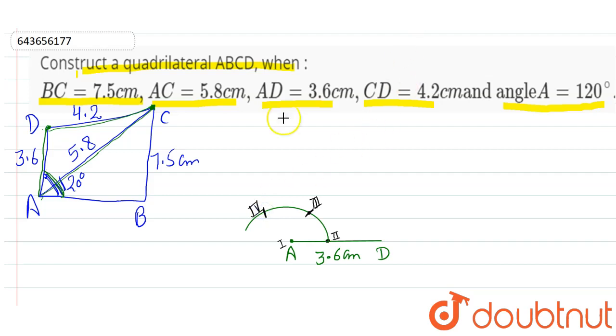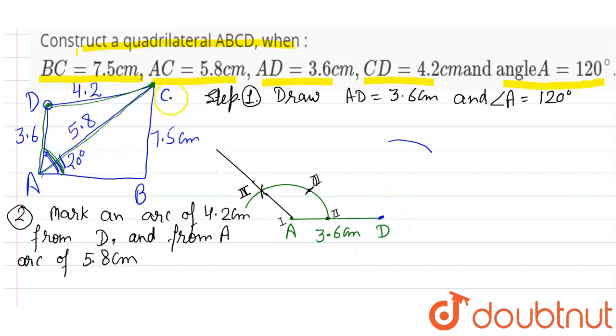Now draw this line segment from A, angle A 120 degree. So draw this line segment like this. You know DC is 4.2. So put your compass on D and mark an arc of length 4.2 centimeter. Just mark anywhere 4.2 centimeter we will take it. For your better understanding, I have written the steps also.